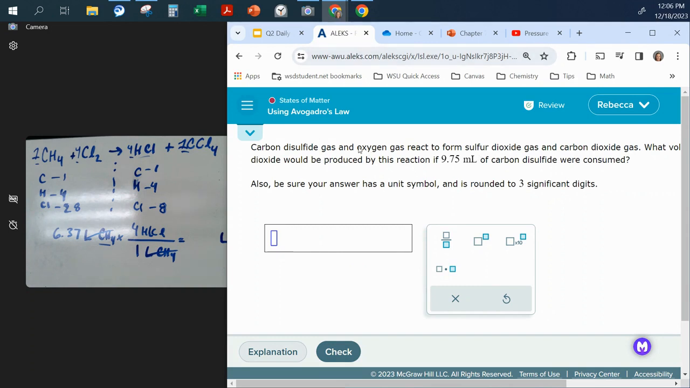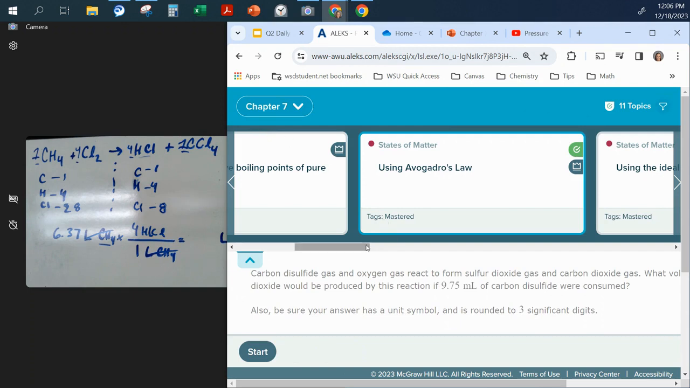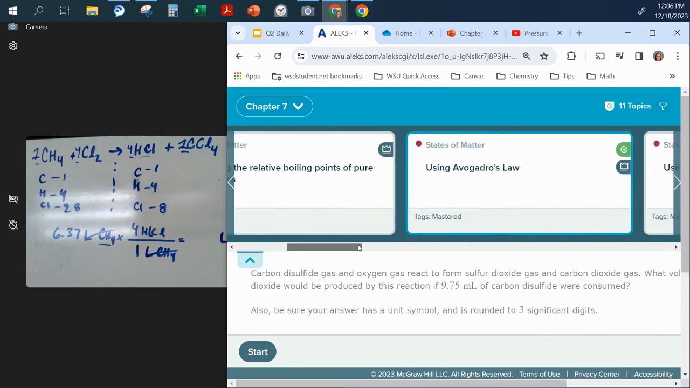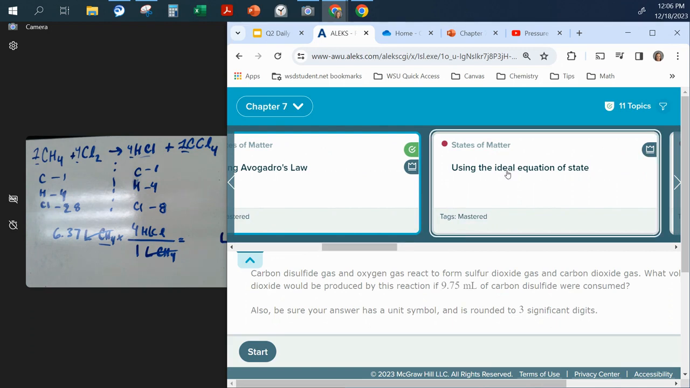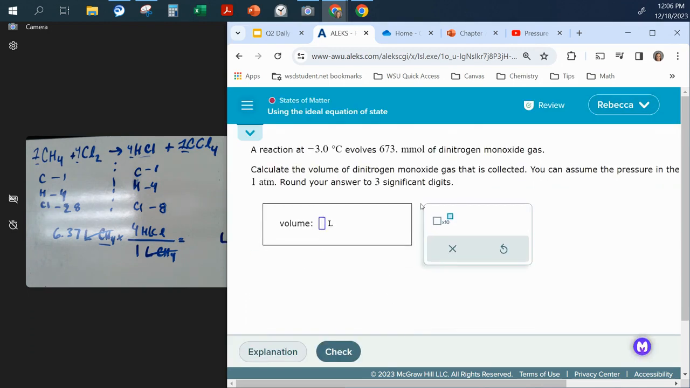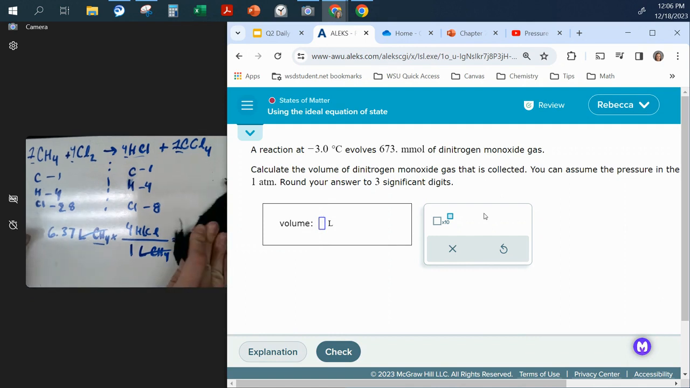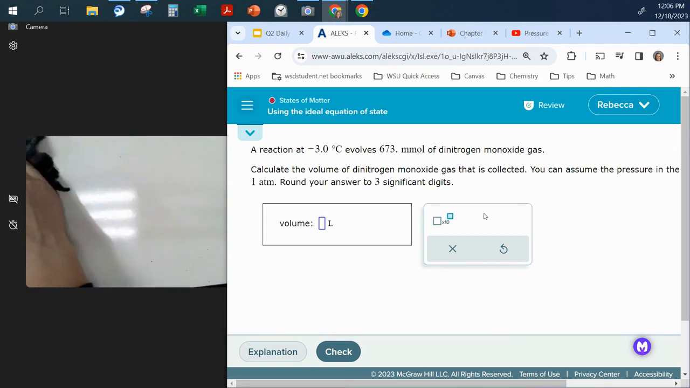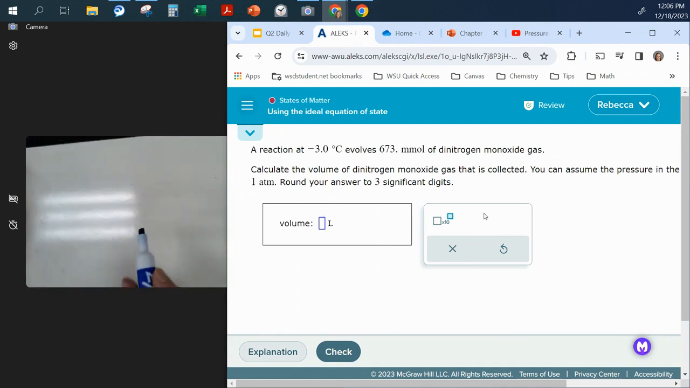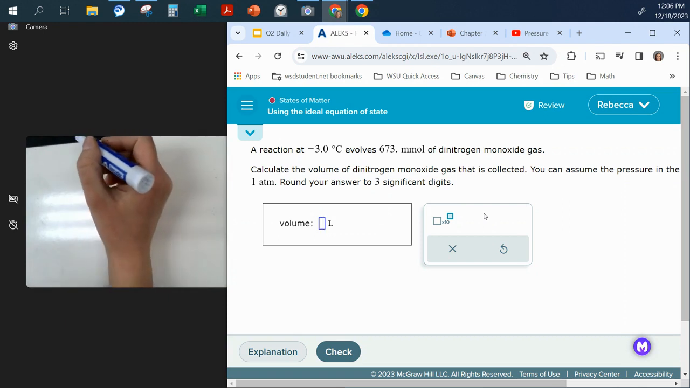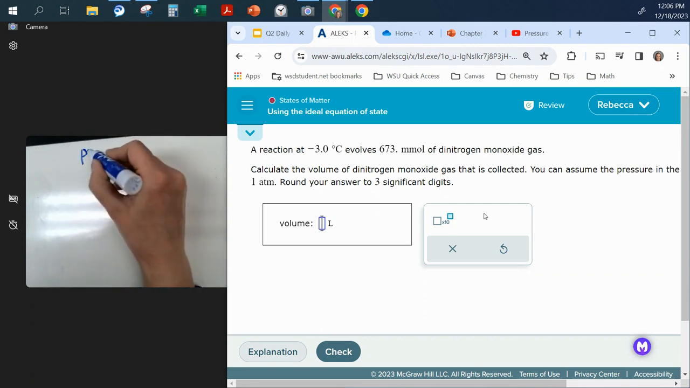Okay, let's do the ideal equation of state, which is also called, everyone else in the world calls it the ideal gas law. So I'm not sure why Alex calls it this. Okay, this one has lots of different versions. So let's try this type. We are just going to use the ideal equation of state. For today, let's do PV equals nRT.